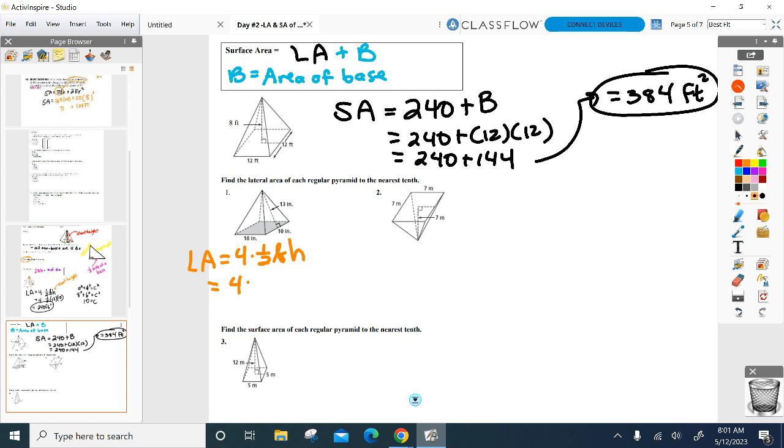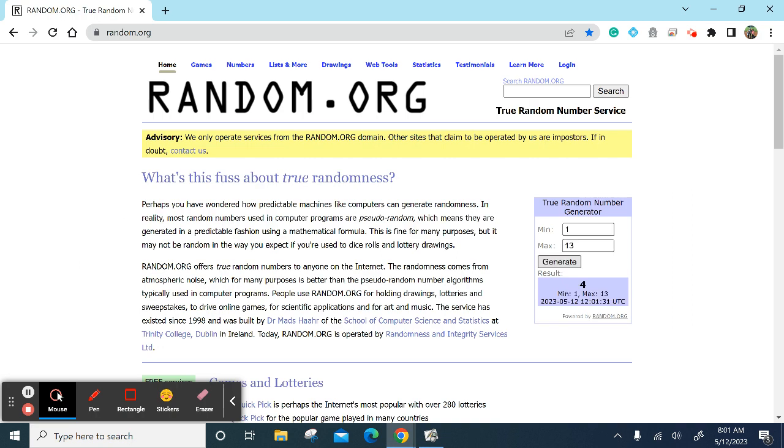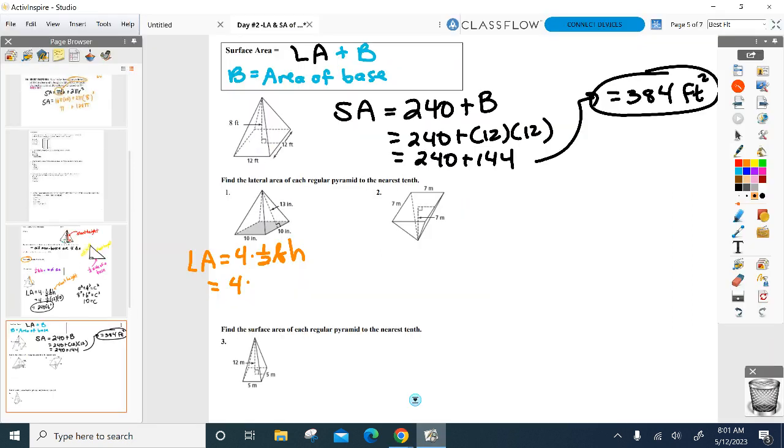Is that 10? Iris? All right, sorry. Everyone just don't talk all at once. 4. What do you got back there? What's the base and height of one of these faces?